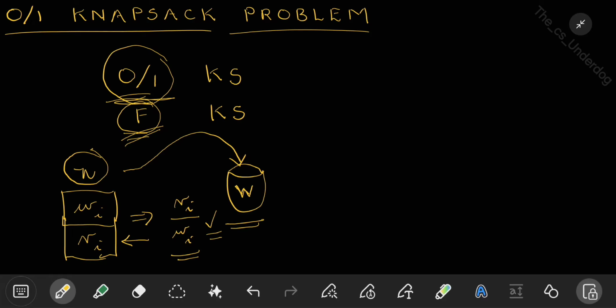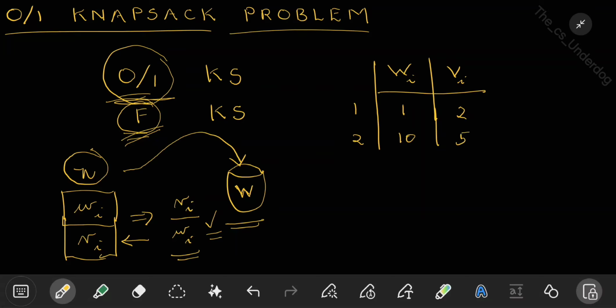Let us say you have only 2 items. Let us say there is weight Wi and value Vi associated with each item. You have only 2 items, first item and second item. Let us say the first item has a weight of 1 and value of 2. The second item has a weight of 10 and value of 5. We have a knapsack with a total capacity of 10.